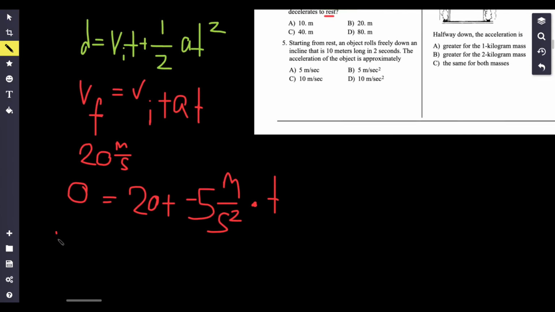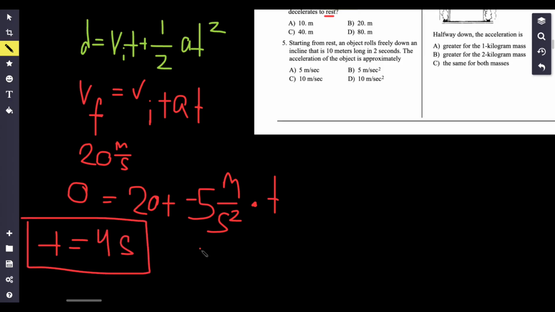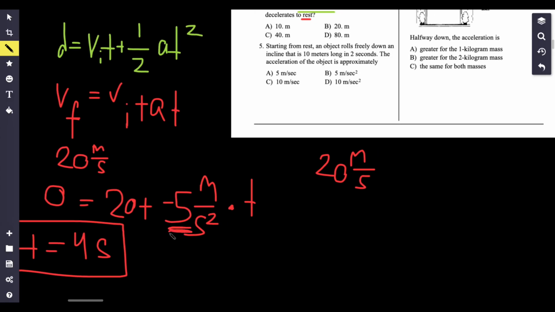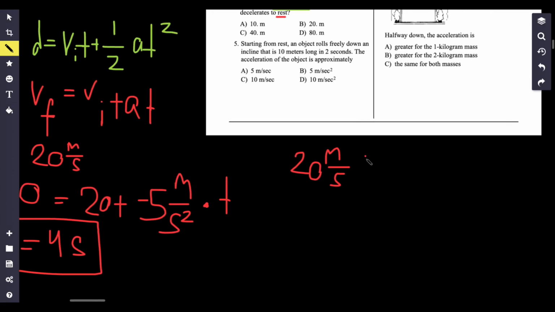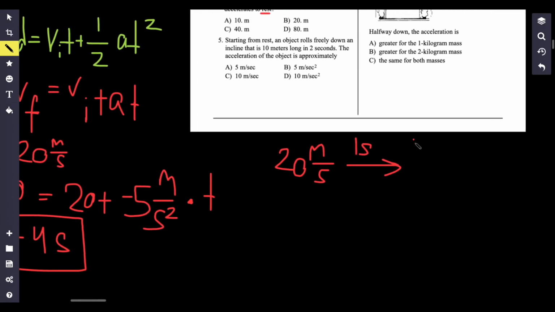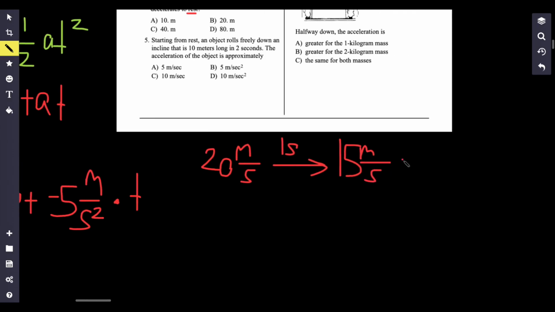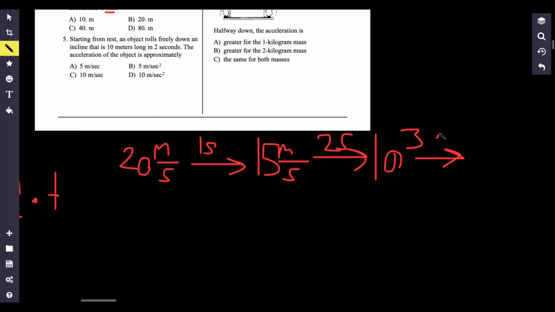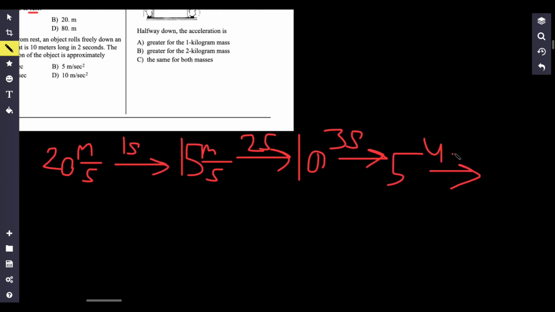Now we can solve, and when you do this simple algebra, you're going to get that the time is equal to 4 seconds. Now, why does this make sense? Well, think about it. You're going 20 meters per second, but you're decelerating by 5 meters per second squared, or you're accelerating by -5 meters per second squared. So every second that passes, our velocity is decreasing by 5 units. So after 1 second, our velocity is going to be 15 meters per second. After 2 seconds, it's going to be 10 meters per second. And you can see the pattern, right? 3 seconds, 5, 4 seconds, then we're at rest.